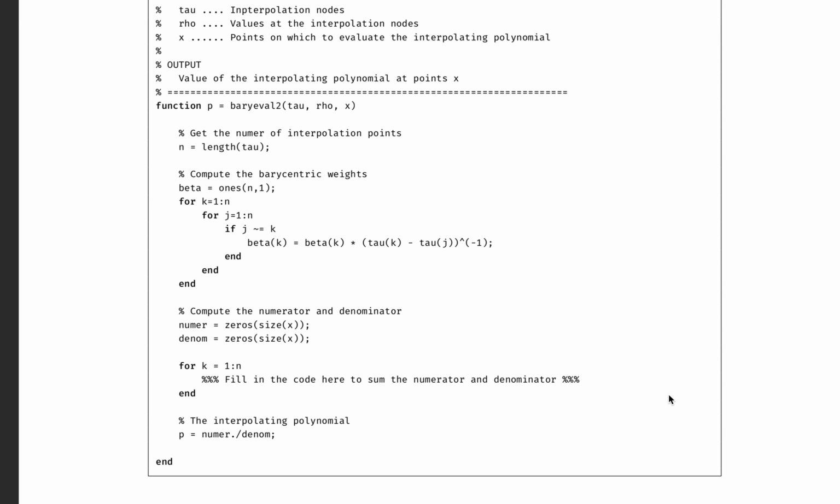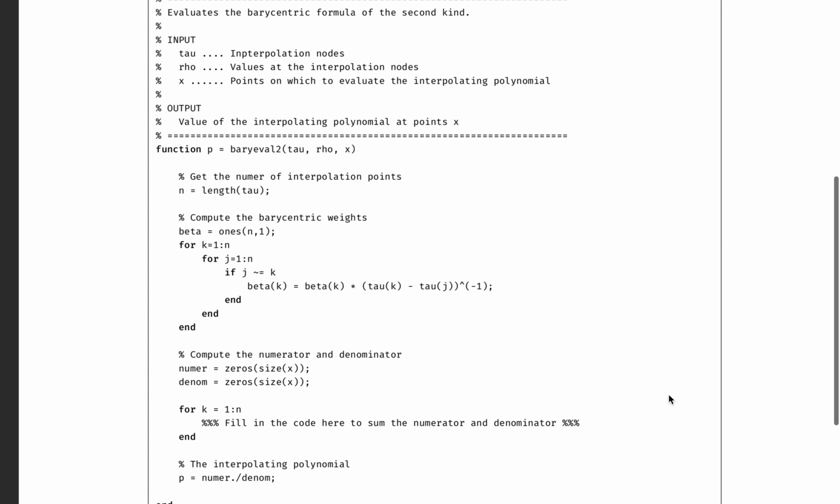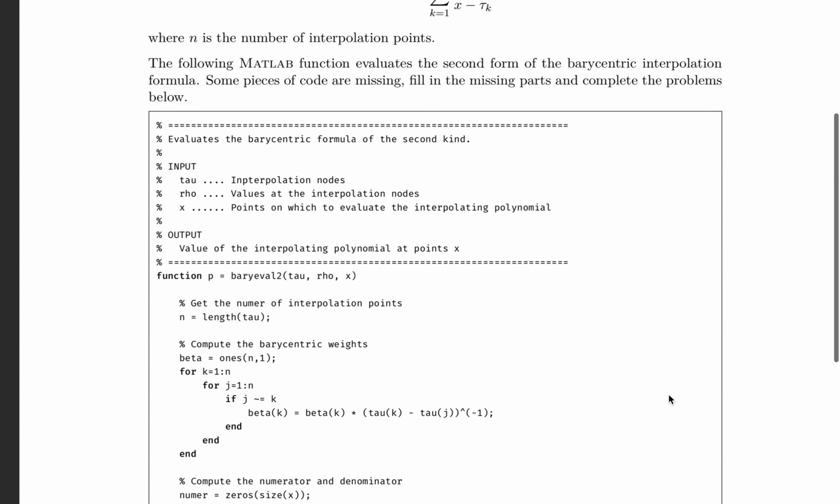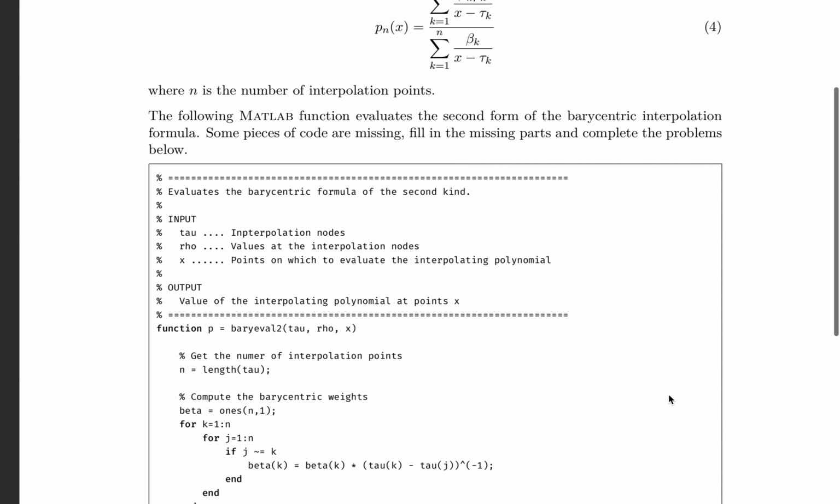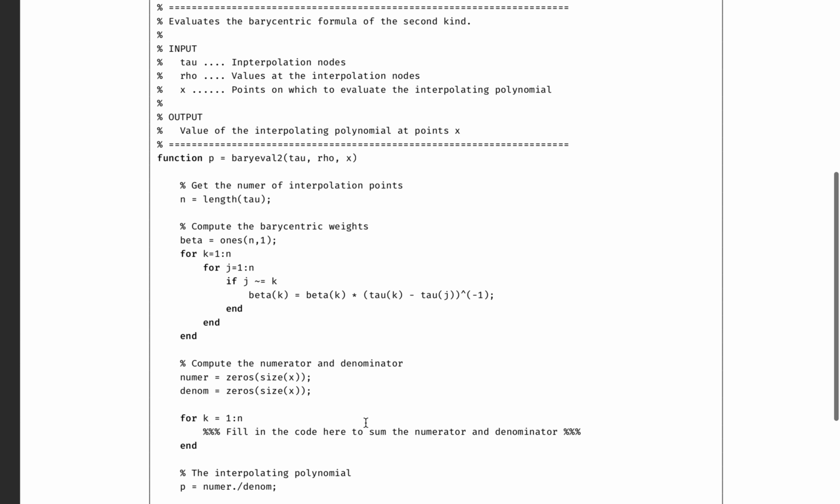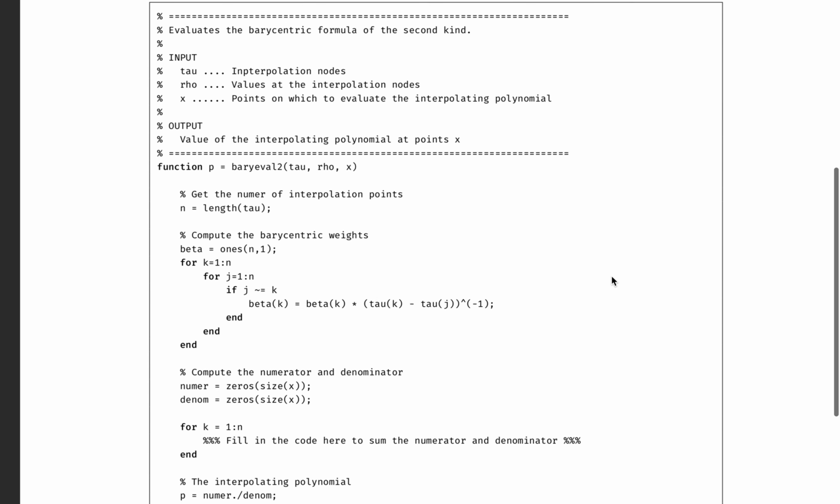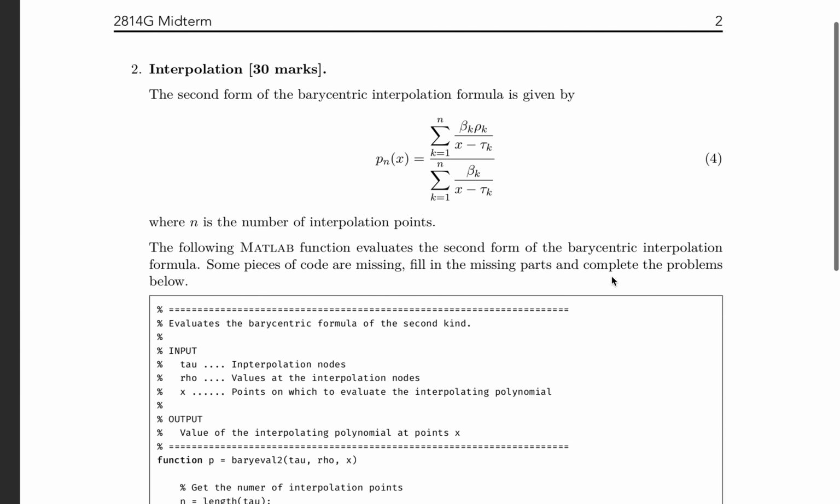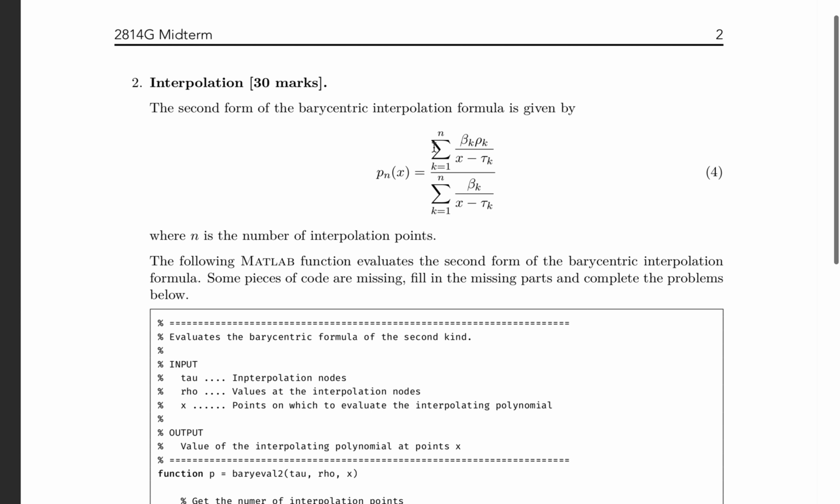For convenience, I have already typed out all of this apart from the header. For your midterm, please type the header. We want to fill in the missing parts, primarily the part where we are summing the numerator and the denominator separately. So we want to do this summation for the numerator and the summation here for the denominator.